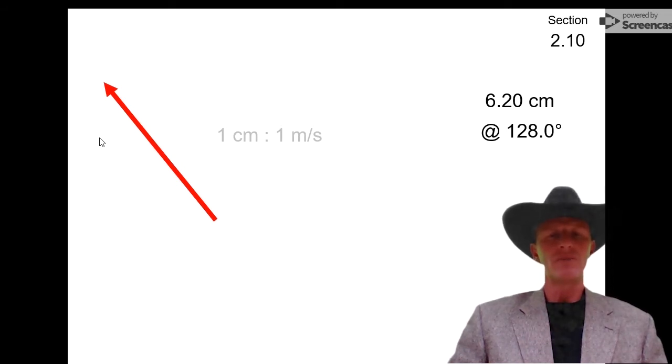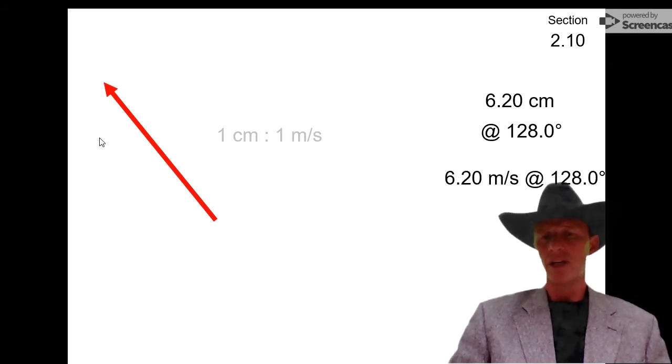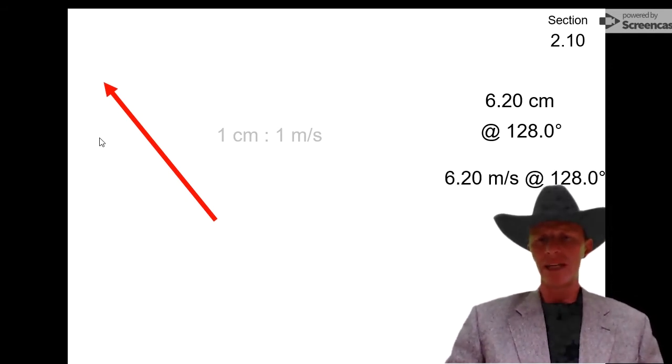We are traveling between north and west at 6.20 centimeters. Each centimeter is a meter per second. So 6.20 meters per second, we might be getting a nice little jog going at that speed at 128 degrees.